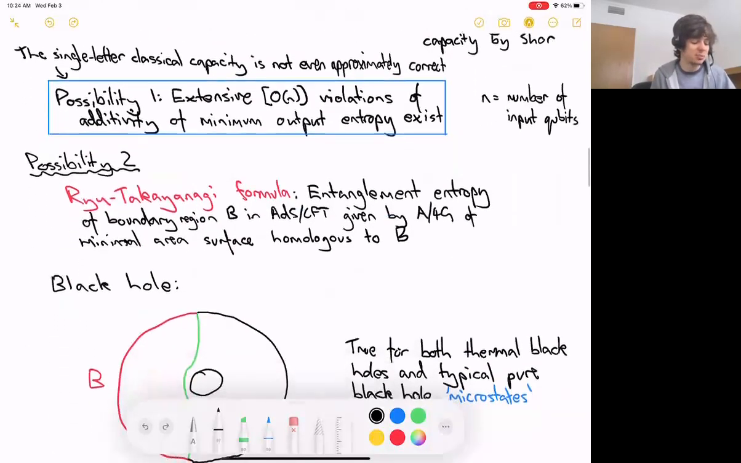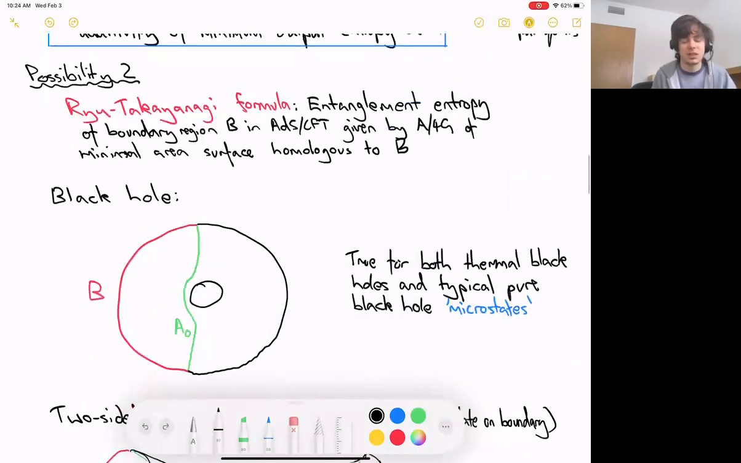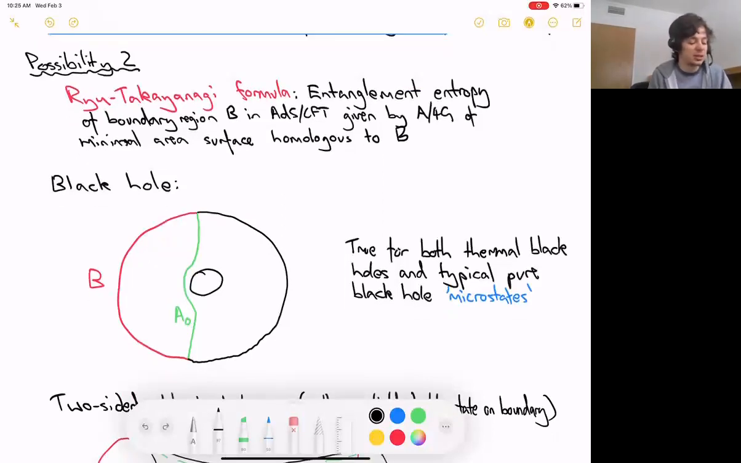Now I'm going to turn to something completely different, which is going to be possibility two, which is this thing about black holes. At a surface level it seems very, very different, but we'll see reasonably quickly how they're going to be pretty similar. Okay, but to start to introduce possibility two, the first thing I'm going to need is this thing called the Ryu-Takayanagi formula, which to many of you may be very, very familiar.